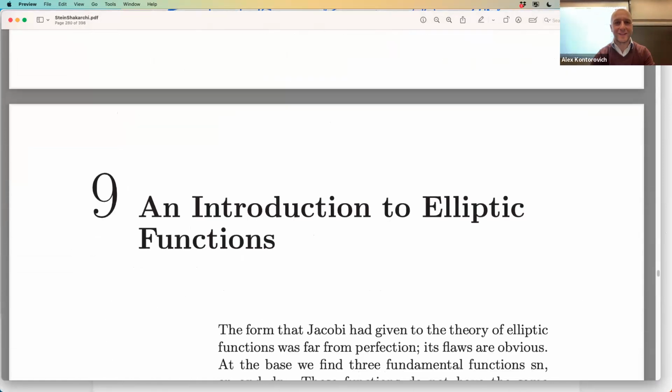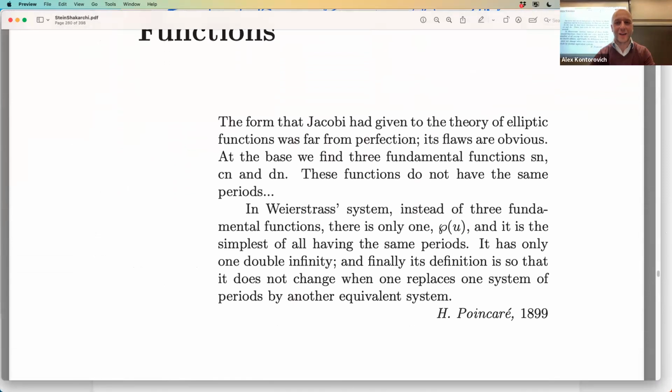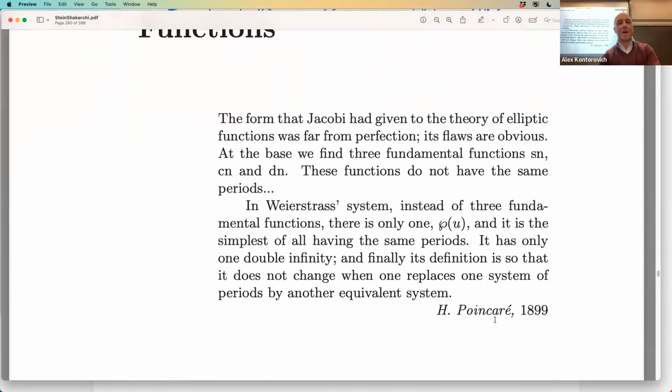Theta functions. Yes. Okay. Here's Poincaré. Now, Jacobi and Abel are like 1830s, right? These are both guys that died young and so on. The form that Jacobi had given to the theory of elliptic functions was far from perfection. Its flaws are obvious. Of course, you have to understand what it is to understand its flaws.